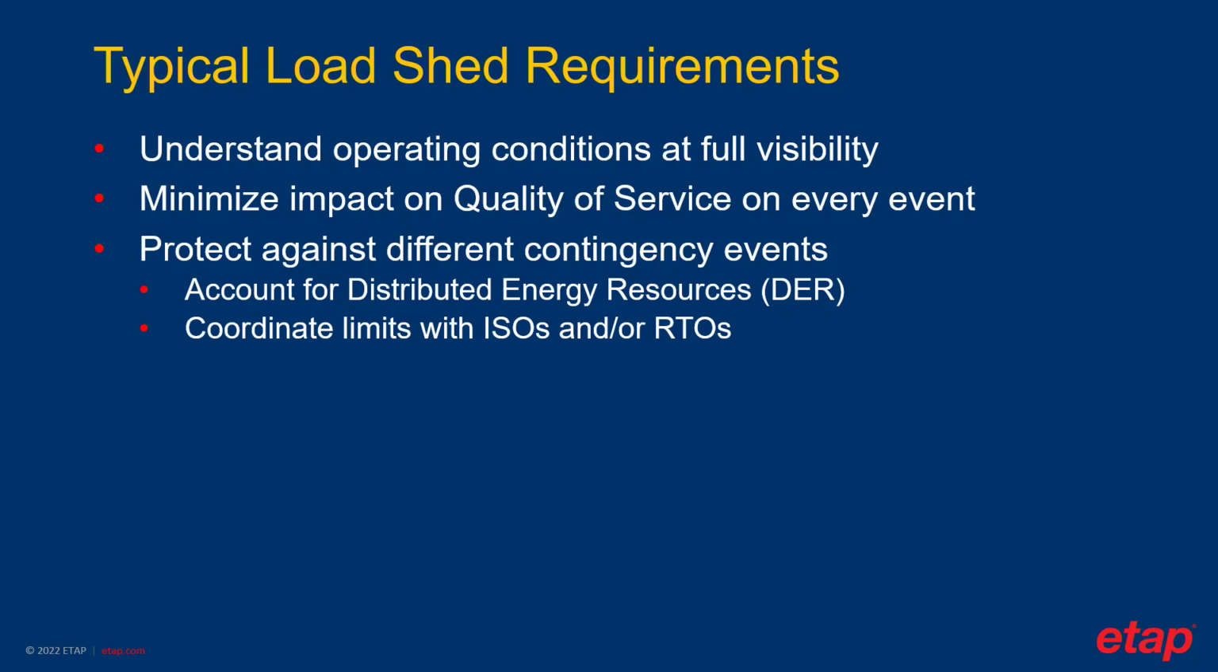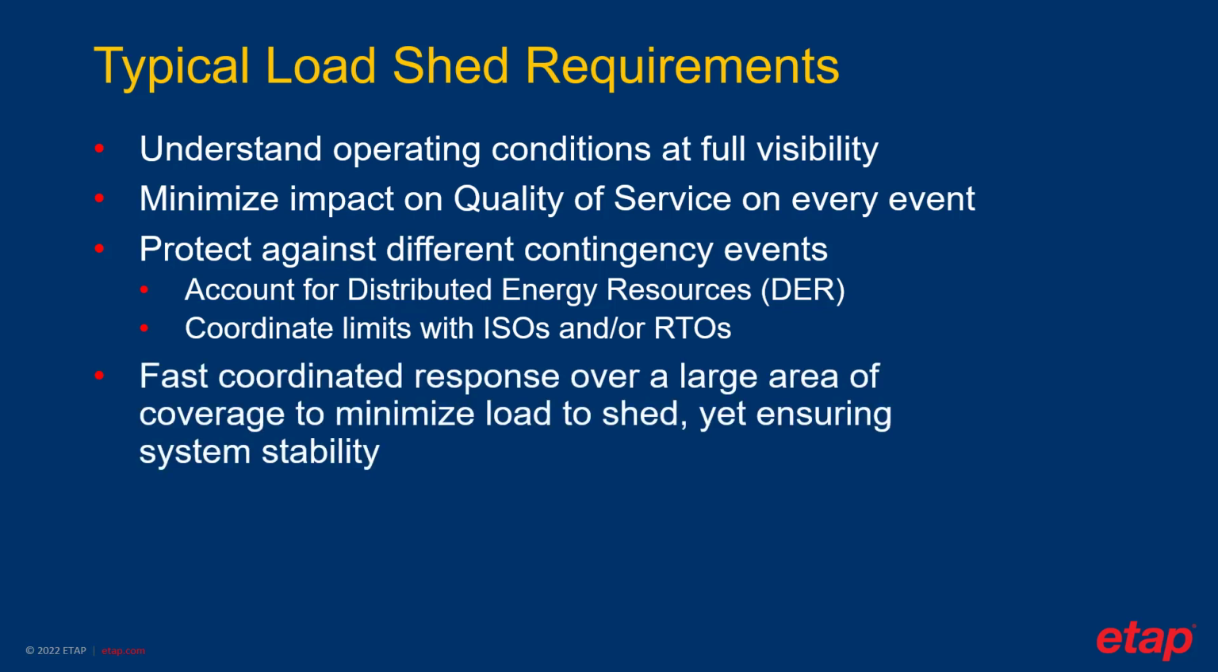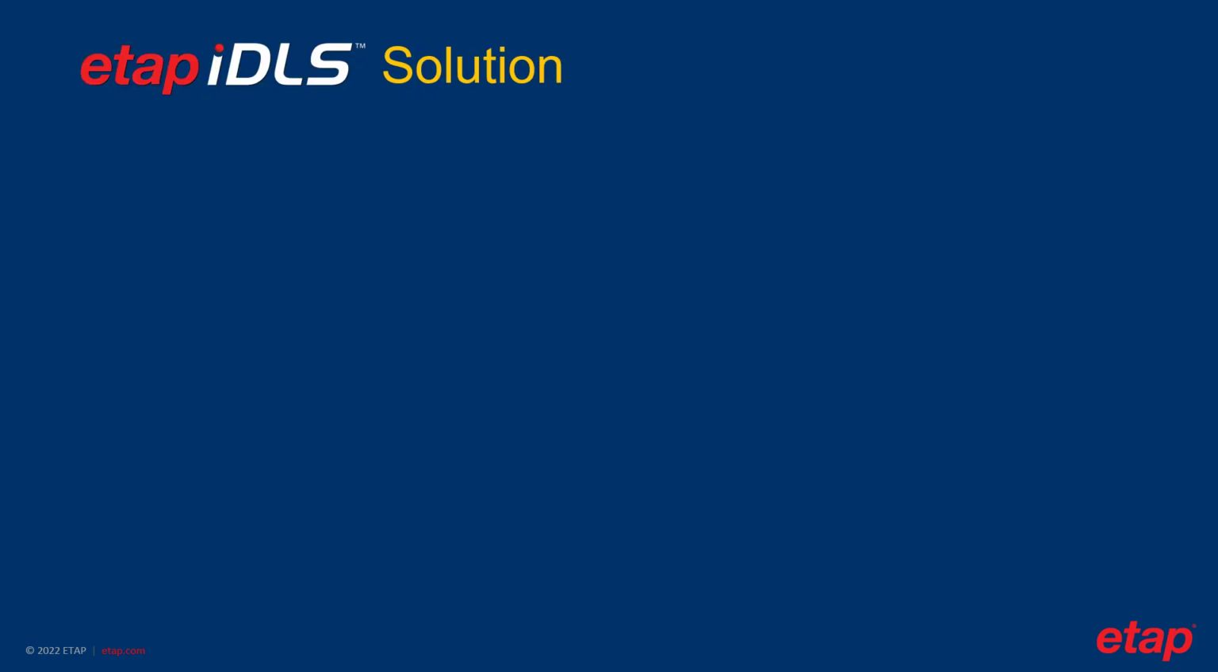Coordinate limits with ISOs and/or RTOs. Demand transaction limits between ISOs and RTOs must be accounted for to make sure that unexpected demand in distribution does not affect the transmission side. Also, the location and disturbance type must be known to make intelligent decisions. The system must be complex enough to consider all the requirements yet make fast decisions over large dispersed areas, yet ensuring system stability. ETAP offers the intelligent distributed load shedding system as a solution to today's requirements for load shedding.